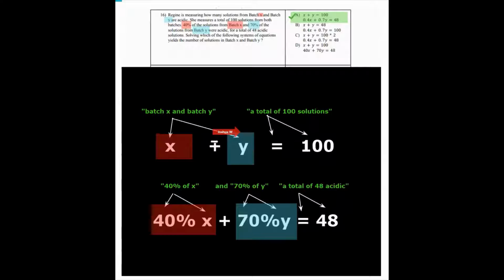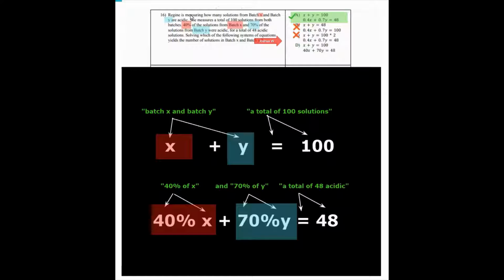In the second sentence, Regina says that there are 100 total. So we can write down for the first equation, the number of batches of X plus Y equals 100. So from there, we can eliminate choices B and C, it looks like. So it has to be A or D.